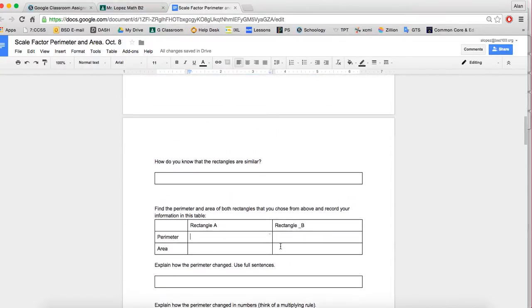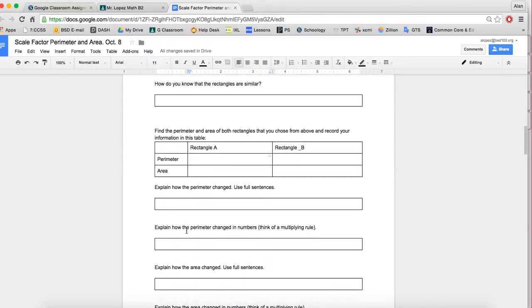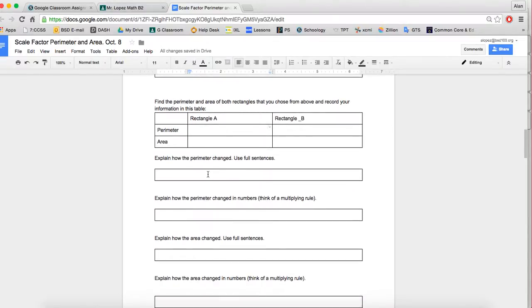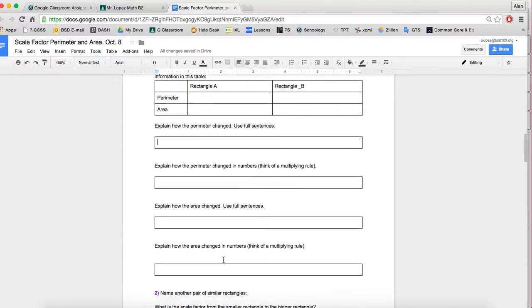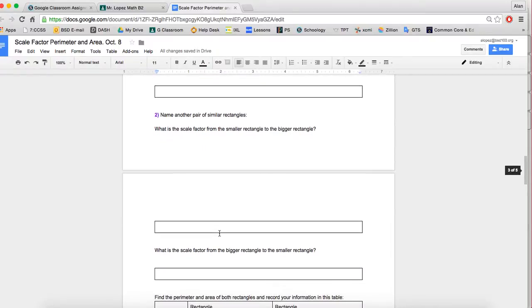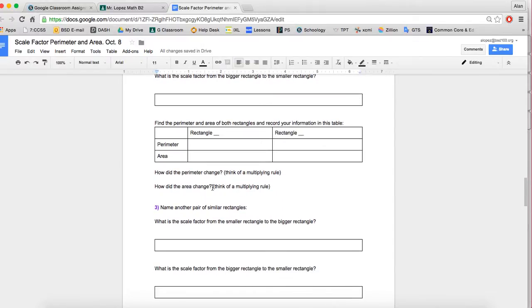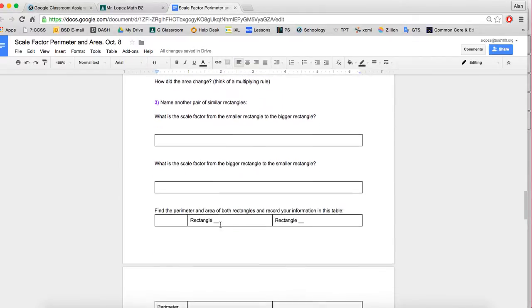So again, you're first going to tell me which figures are similar to one another. Secondly, you're going to tell me how you know that those rectangles are similar. Next, you find the area and perimeter. Explain how the perimeter changed between those two similar figures, and explain how the area changed between those similar figures. And again, you'll have to do this 3 times. So for part 2, you have to name another pair of similar rectangles. And for part 3, you'll have to do the same thing.